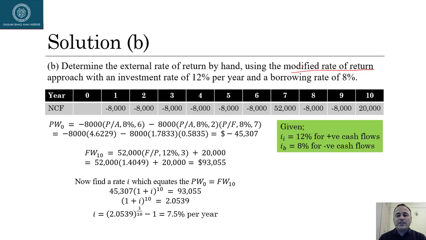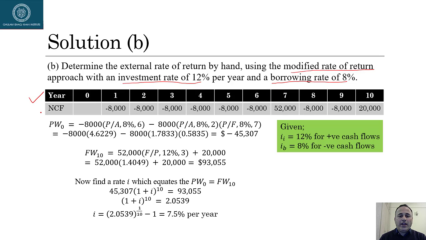One of the techniques that we are using is called the modified rate of return. This is a very, very simple and straightforward technique. We need 2 extra pieces of information: one is the investment rate, which is 12% here, and the other is the borrowing rate of 8%.